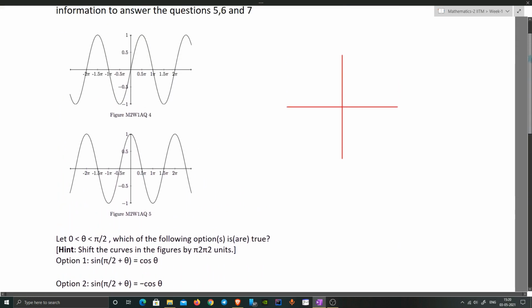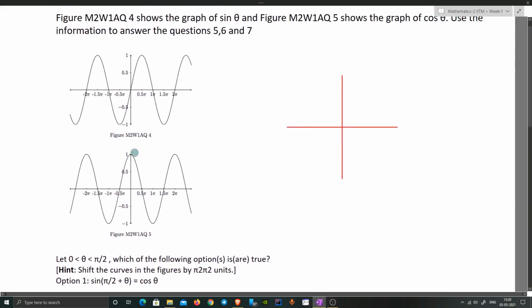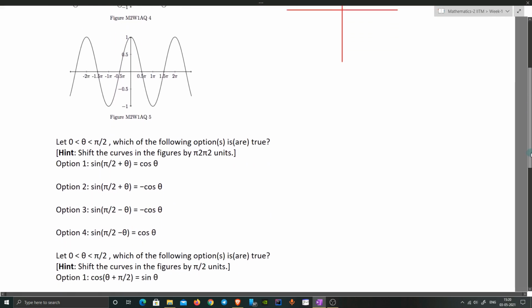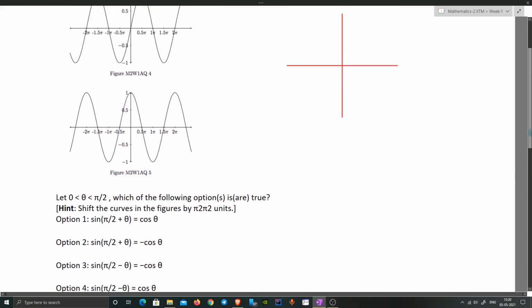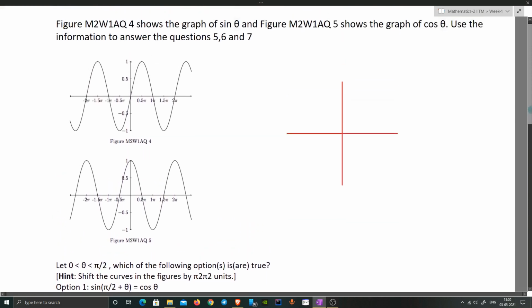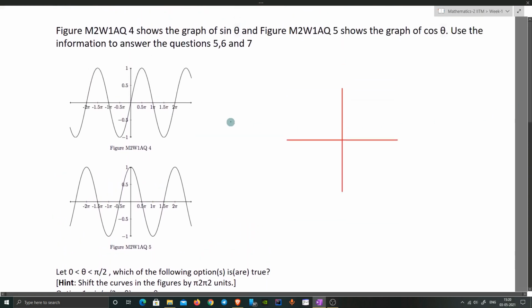Okay, so either we can use this graph and answer by shifting the values, right? Or we can use some basic techniques to remember the different sign where different trigonometric functions lie. So for example, if this is the coordinate system, and let us assume the positive x direction as 0 degree, right?